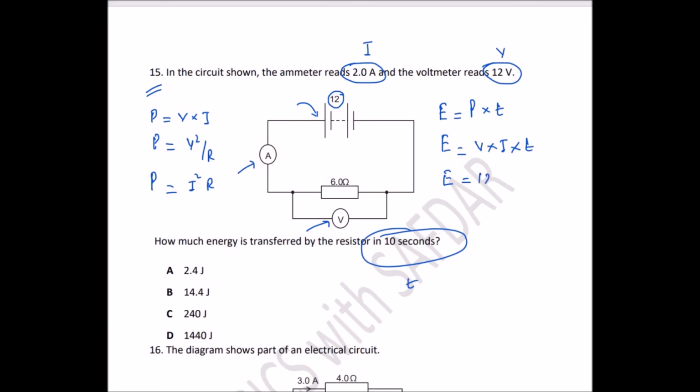V is 12, I is 2.0 and time is 10. Multiply all the numbers, then we get 240. It's energy, so measured in joules. Look at the options. A 2.4, cross this one. B 14.4, not correct. C 240, right answer. And D 1440 joules, not correct. C is the right answer here.